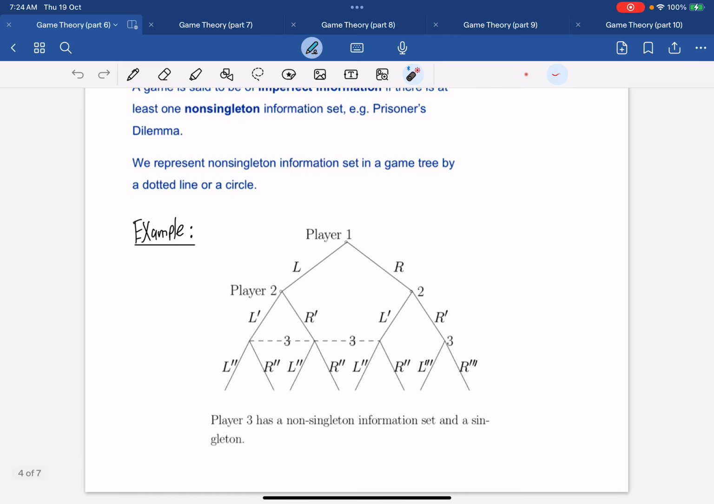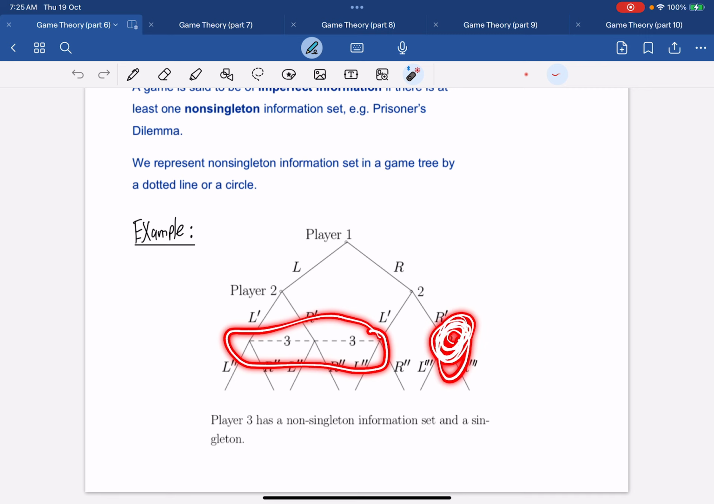So more examples can be seen over here where it's more complicated. So player 1 can choose left or right. If player 1 chooses left, then player 2 can choose left prime or right prime. Player 2 again, in the right case, can choose left prime or right prime. But now there is an information set that is non-singleton, and we denote it with the dotted line. So player 3 has two information sets. He can choose either this one or this one.